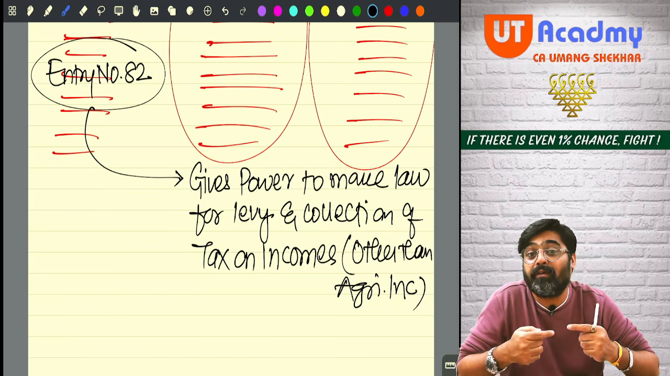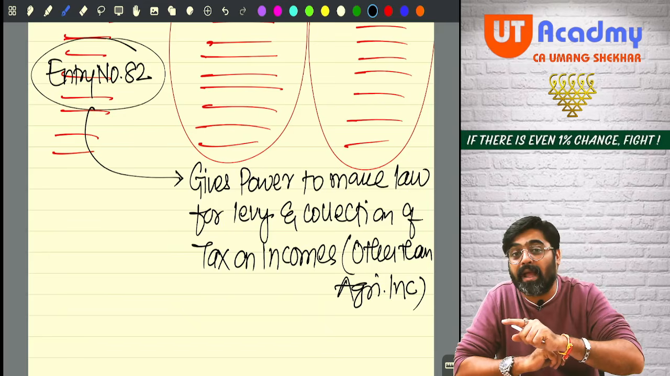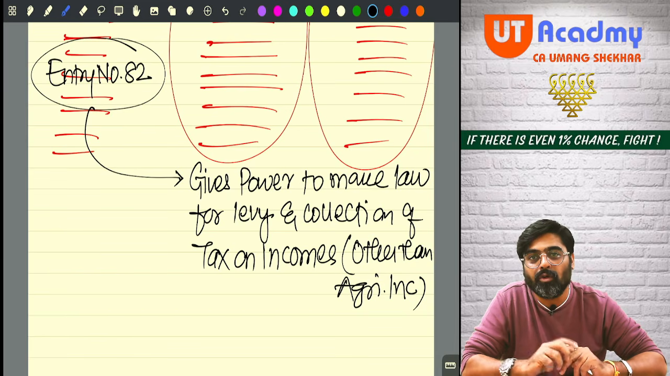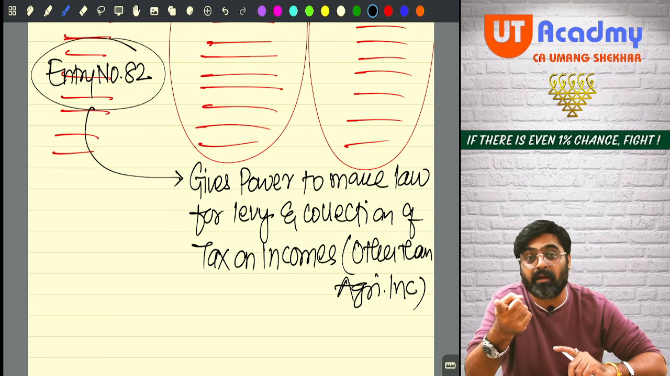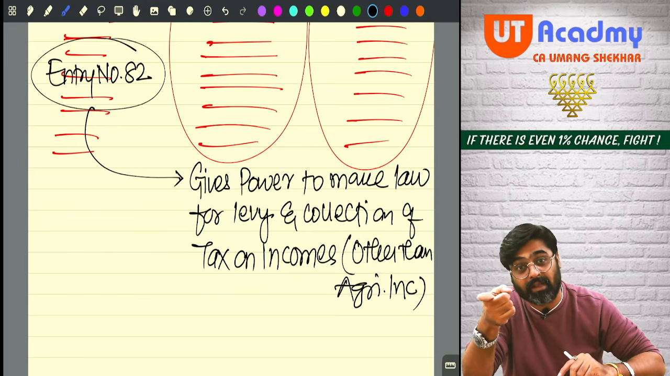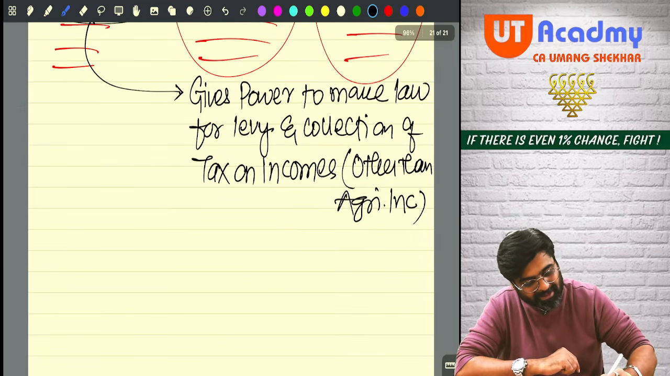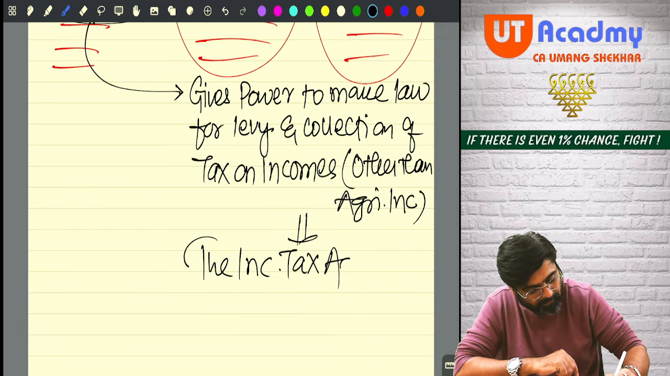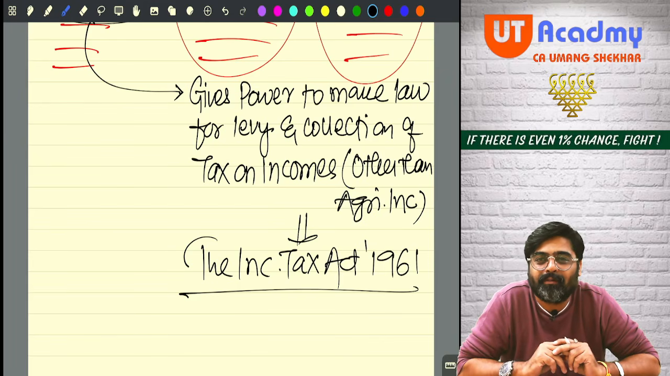So now who has the power to make law for levy and collection of tax on all incomes except agricultural income? To make a law which will speak about levy and collection of tax on income, the power is given to Parliament, and Parliament exercised this power and made a law, and the name of that law is Income Tax Act, 1961, which you are going to study with me.